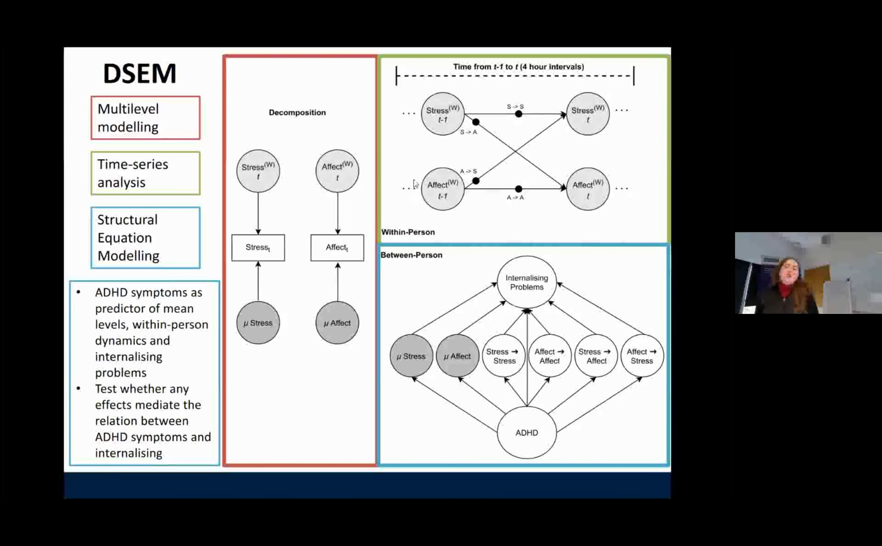model, which is the structural equation part of the DSEM model. Basically, we can enter all of those different effects that we estimated in the previous part and build a larger model where we're interested in how other factors relate to those within-person effects. So in our case, we were interested in whether ADHD symptoms are a predictor of those within-person effects, so basically whether they moderate the association between stress and later negative affect, but also whether they're predictive of mean levels of stress and affect.